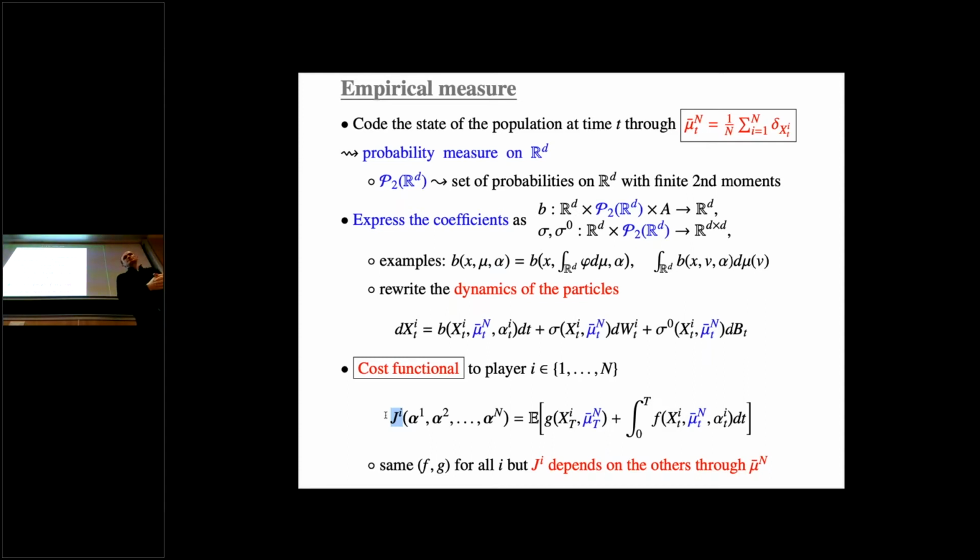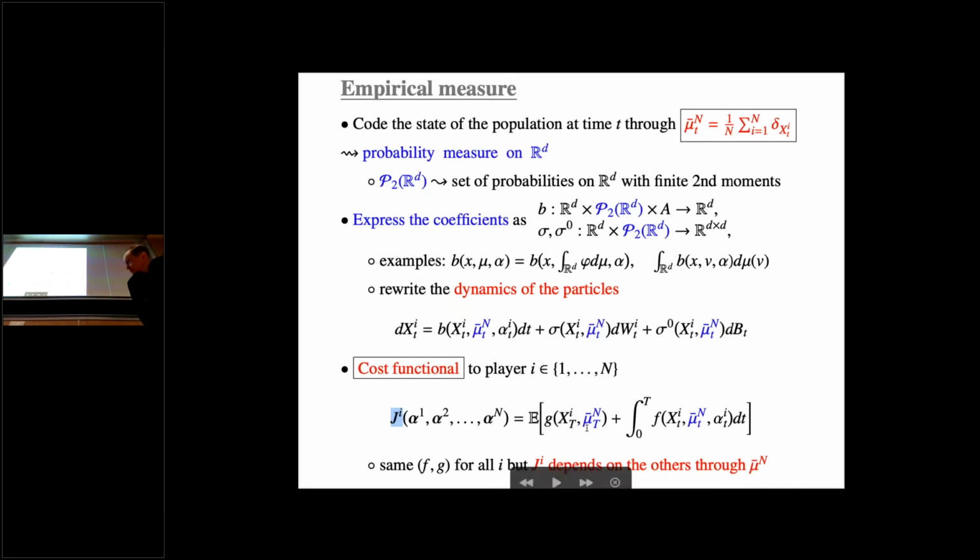The very simple reason is that my dynamics may depend on the others. So when the others have chosen some control, I see the impact on the dynamics. But in fact, even if B doesn't depend on mu, even if sigma and sigma naught do not depend on mu, I would have the same just by assuming that in the cost functional, the coefficients depend on the state of the population. And in fact, this is the very basic model that you have in mean field games that I'm going to describe next.